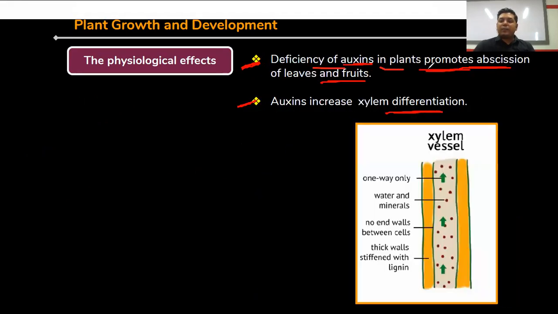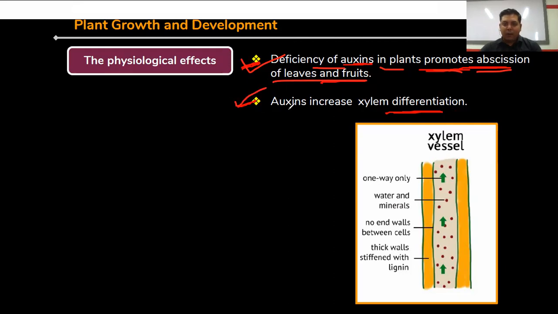Now, deficiency of auxin in plants promotes abscission of leaves and fruits. Clear? Auxins are involved in several functions. If any deficiency is found in plants, then what happens? They promote the abscission of leaves and fruits. Abscission means simply the falling off of leaves and fruits from the plant body. This is called abscission. Clear?